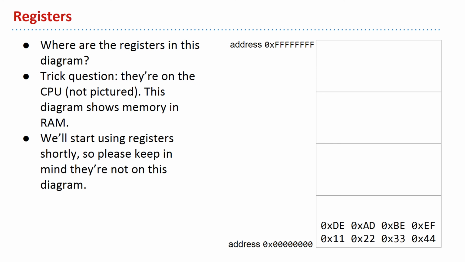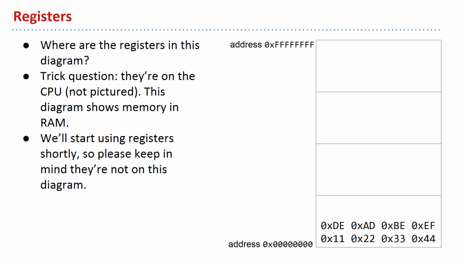This diagram shows all the memory in RAM. So all this memory that's laid out is located in RAM. And the registers are actually located on the CPU. And the registers are there because if you put them directly on the CPU, it's very, very fast to access them. And this memory is going to be a lot slower to access.